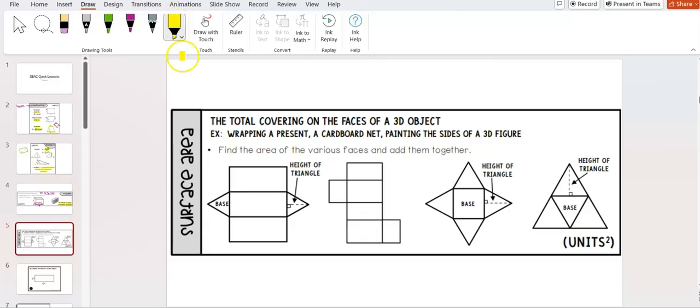The last thing you need to know is what surface area is. So think of area of a shape, and then think of a 3D shape, and ask yourself, what is the area of the outside of that 3D shape? Well, that's surface area. So it's the total covering on the faces of a 3D object. For example, when you wrap a present, you're covering its surface area. When you make this cardboard net, like these things that are down here, that's surface area. If you're painting the sides of a 3D figure, you're painting its surface area.